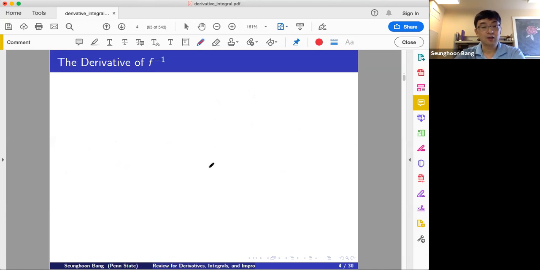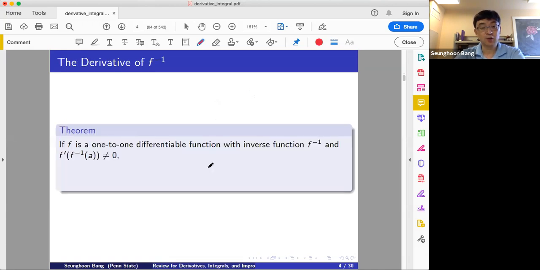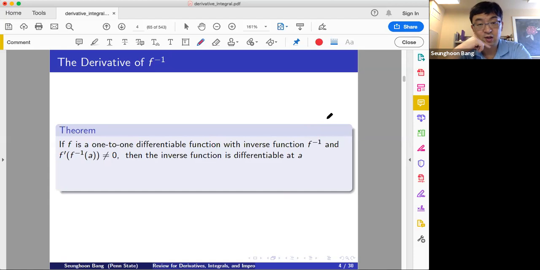So how can you find the derivative of the inverse function? We use this theorem. If the function f is a one-to-one differentiable function with the inverse function here, and f prime of inverse of f at a is not equal to 0, we have this result. The inverse function is differentiable at a. The derivative of the inverse of f at a is 1 over f prime of the inverse of f at a.